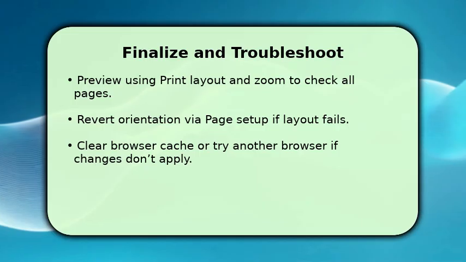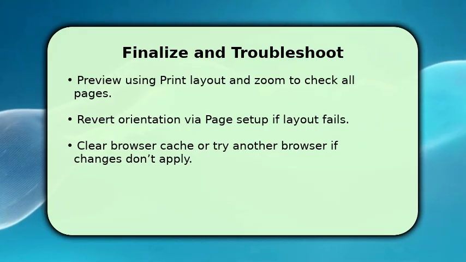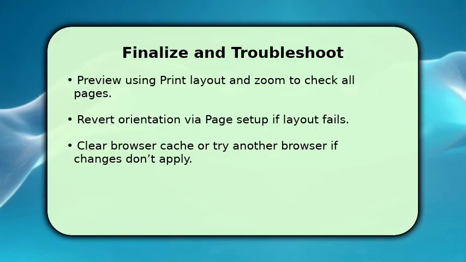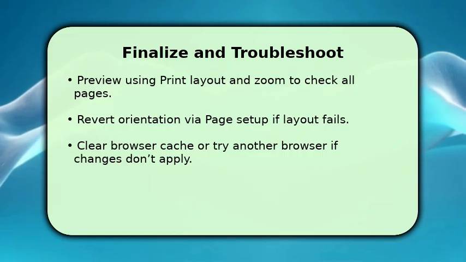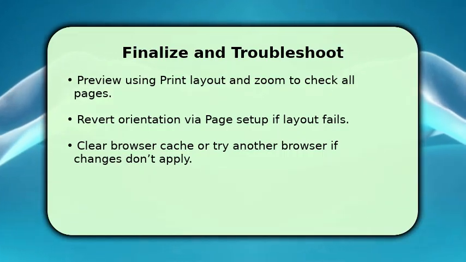If the change doesn't save, make sure you have edit permissions, then clear your browser cache or try another browser. Extension conflicts can prevent UI updates. Finally, export a PDF to verify printing layout. This step confirms what will actually print or distribute.